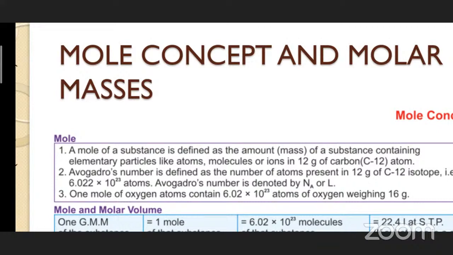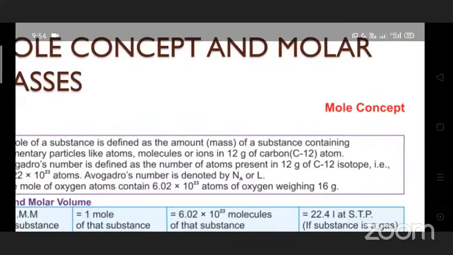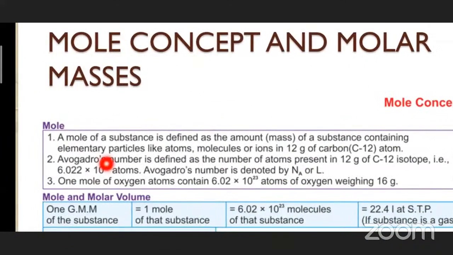A mole of a substance is defined as the amount, that is mass of a substance containing elementary particles. So what are elementary particles? They are nothing but the atoms, molecules or ions in 12 grams of C12. 12 grams of C12 is what? Isotope of carbon, C12 atom.